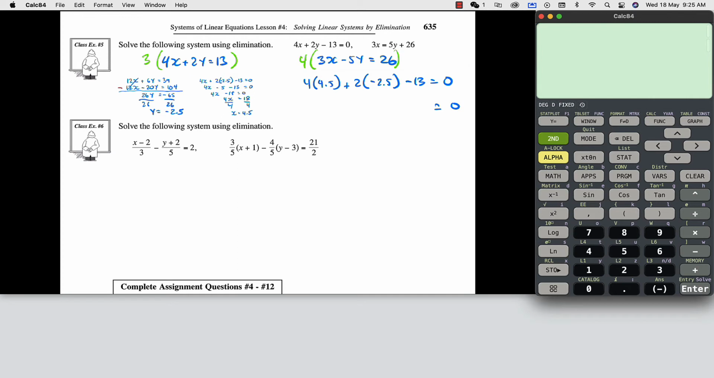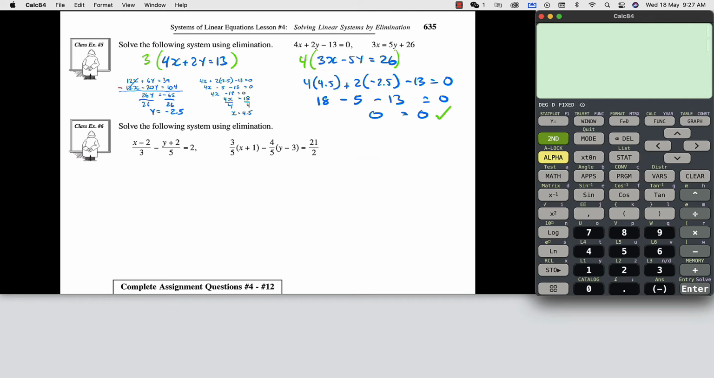So the left side should work out to be 0. 4 times 4.5 is going to be 18, plus 2 times negative 2.5 is going to be negative 5, minus 13, and again equals 0, and 18 minus 5 minus 13 is 0, so we get 0 equals 0, and it is verified. And if we did that again on the second equation, we should end up with the same result.